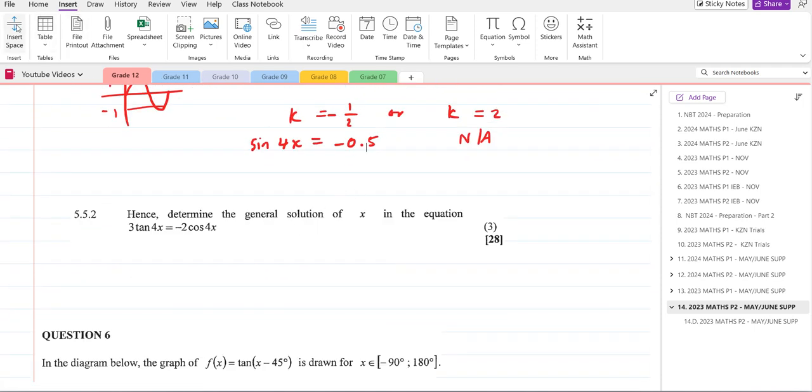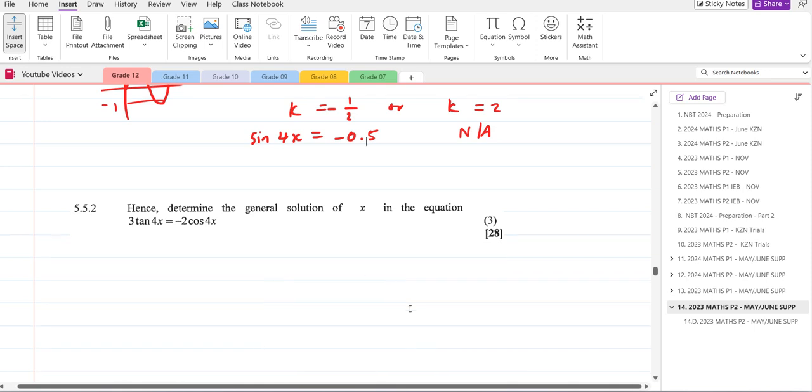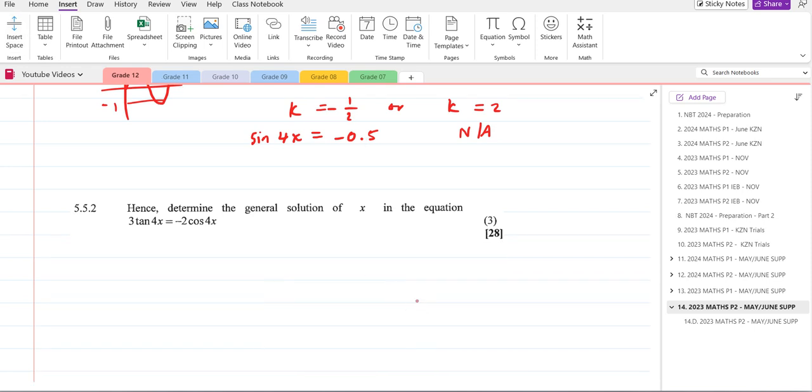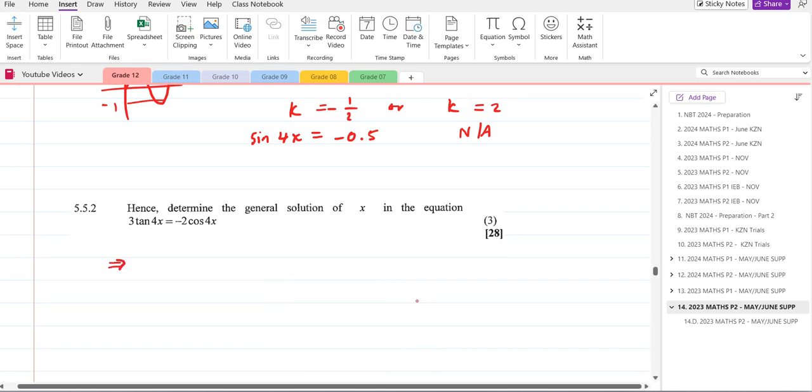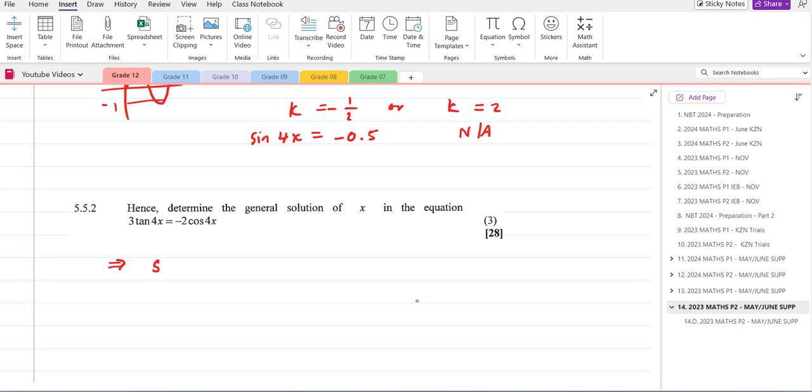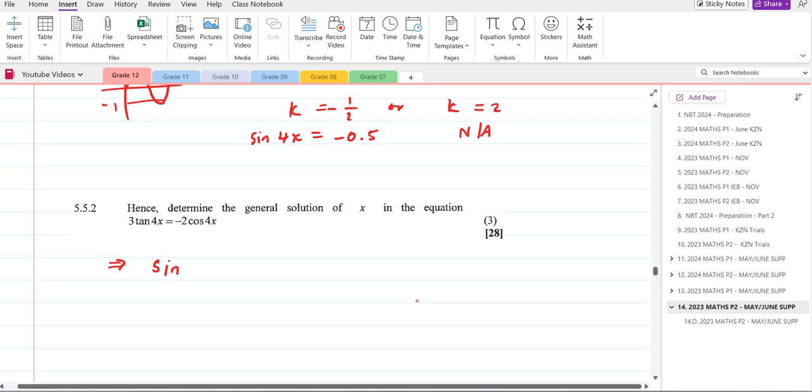Hence determine the general solution of this. So we're basically solving this, because 3 tan 4x equals negative 2 cos 4x simplified to this: sine 4x equals negative 0.5. Now we're going to work out the reference angle. The reference angle is equal to 30 degrees. Now where's sine negative? Sine is negative in the 3rd and 4th quadrant.